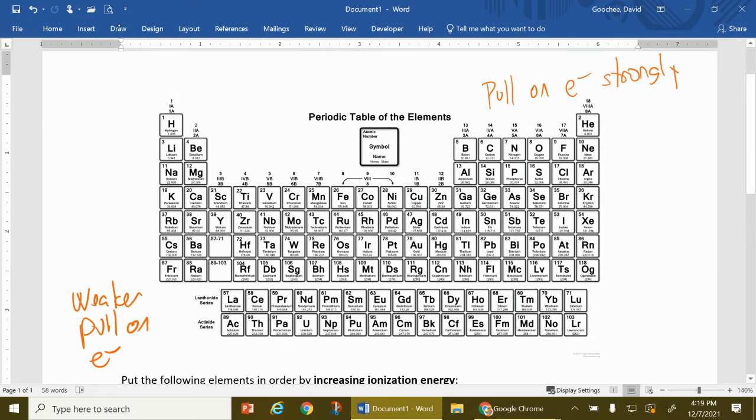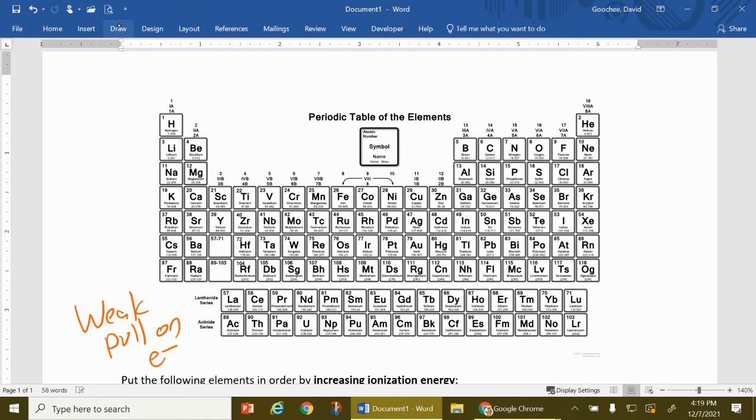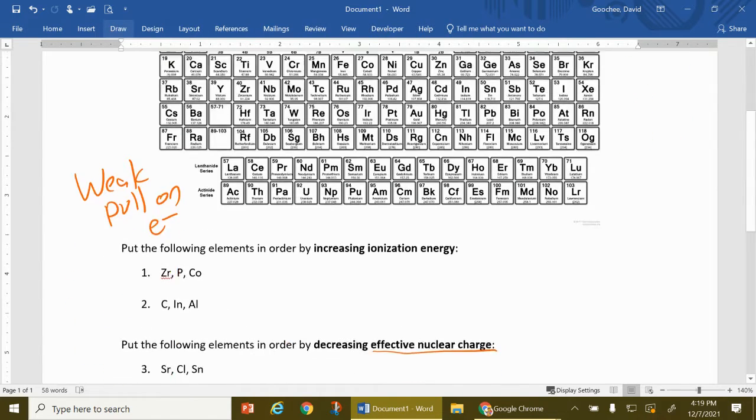So up here in the upper right, you have a strong pull on electrons, and down here on the lower left, these atoms have a weak pull on their electrons. All periodic trends work off of this general principle. So I'm going to put that down here: weak pull on electrons, and up here, strong pull on electrons.